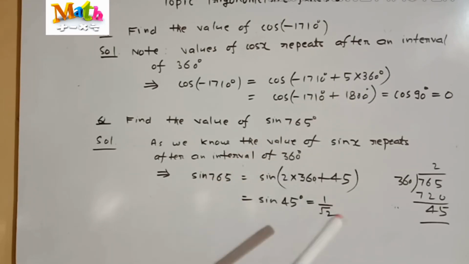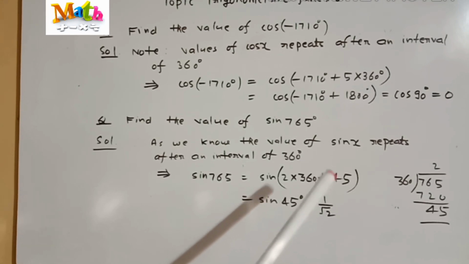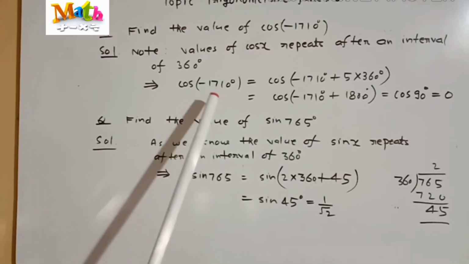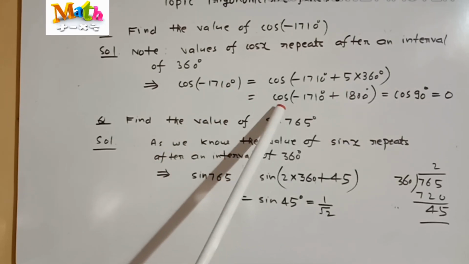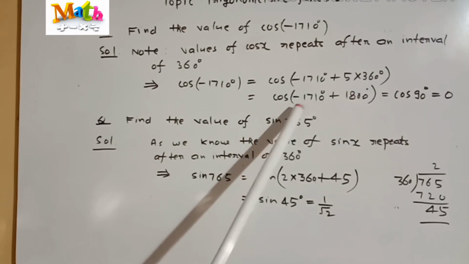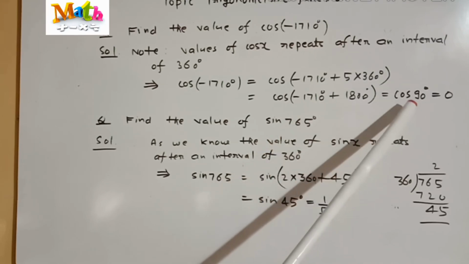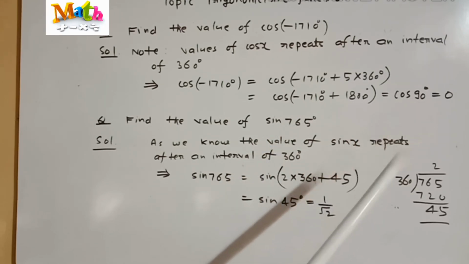By this concept you can change the given negative angle into a positive one. So 1800 minus 1710 is 90 degree. So cos 90 degree equal to 0.